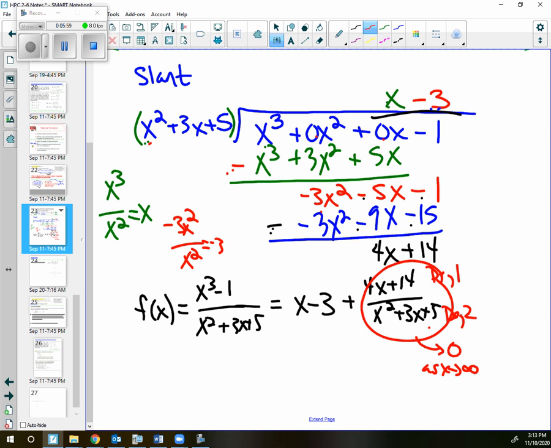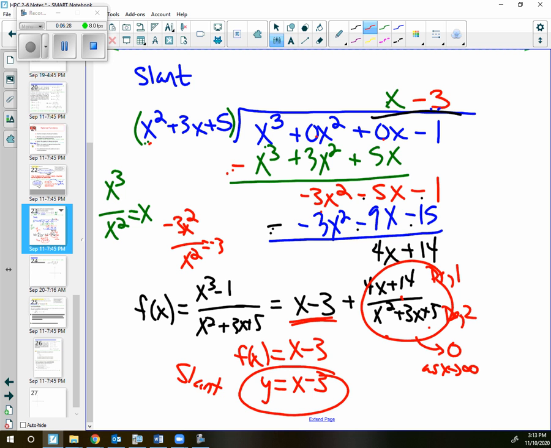In other words, the further we go out on the graph, the smaller and smaller and smaller that remainder is going to get. It becomes what they call negligible, which is so tiny it doesn't even matter anymore. And this is going to get closer and closer then to f of x being equal to just this linear part of the equation, because this remainder is going to get so tiny. In other words, we get the equation y equals x minus 3, and that is your slant asymptote. And I want you to be able to see that.